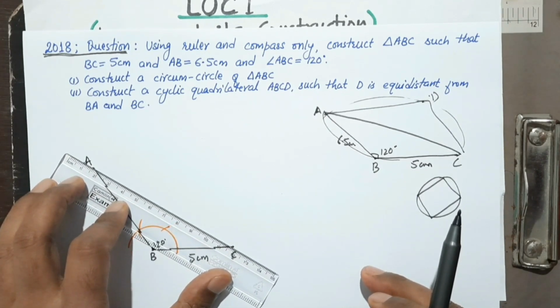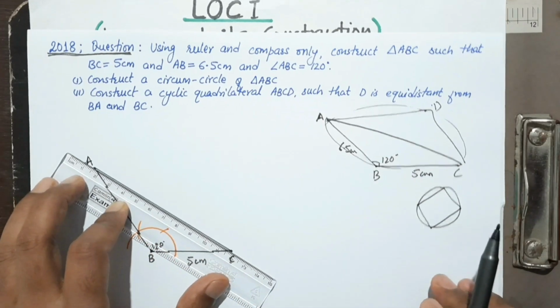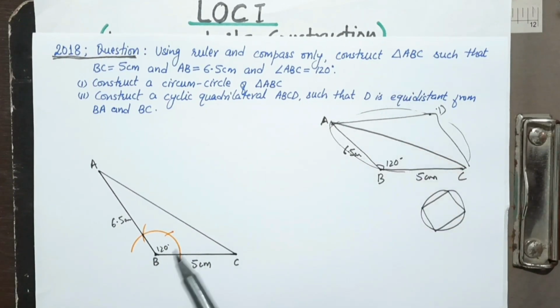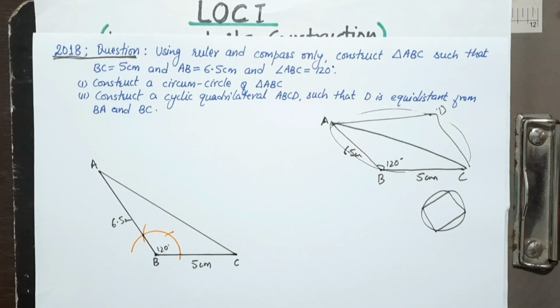AC. So now let us join AC. So our first part is done. Construction of triangle ABC is done. Now this question: construct a circumcircle of triangle ABC.